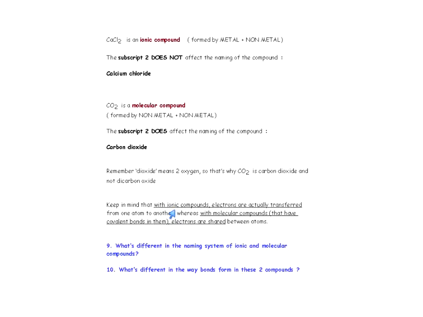Okay, so subscripts don't affect the name with ionic compounds. They do with molecular. Good stuff. And so question number 10, what's different in the way the bonds form in these two compounds?